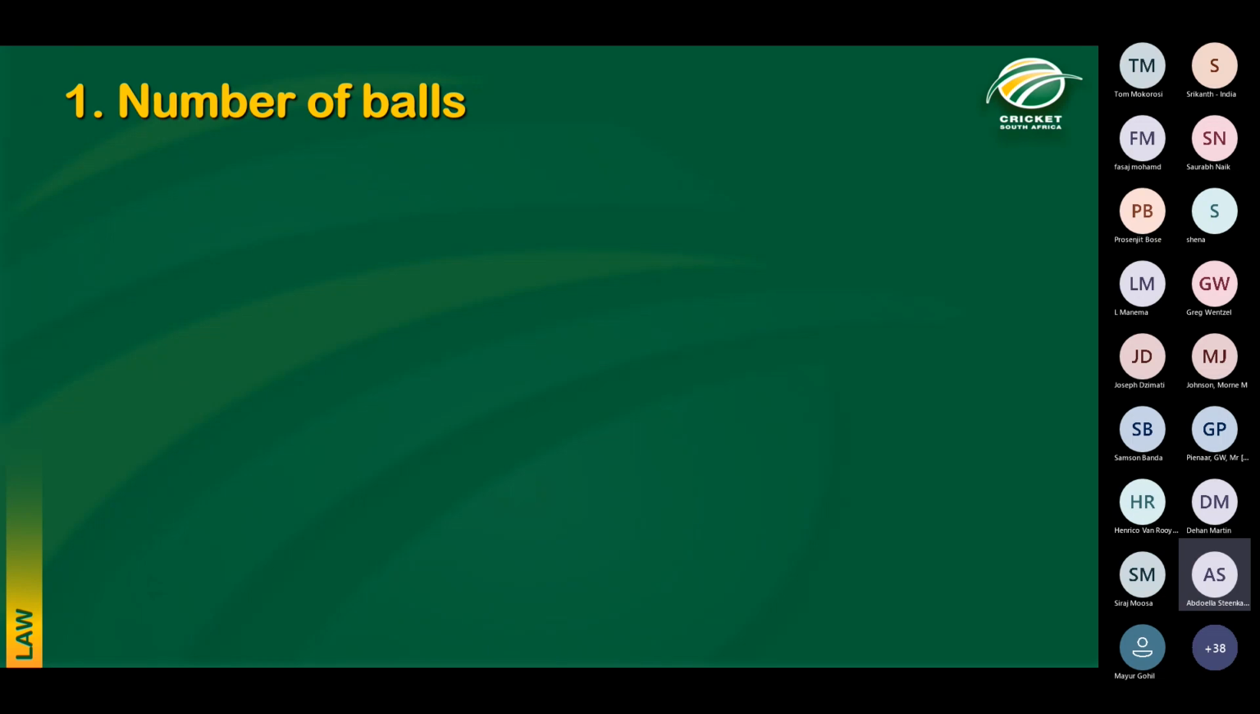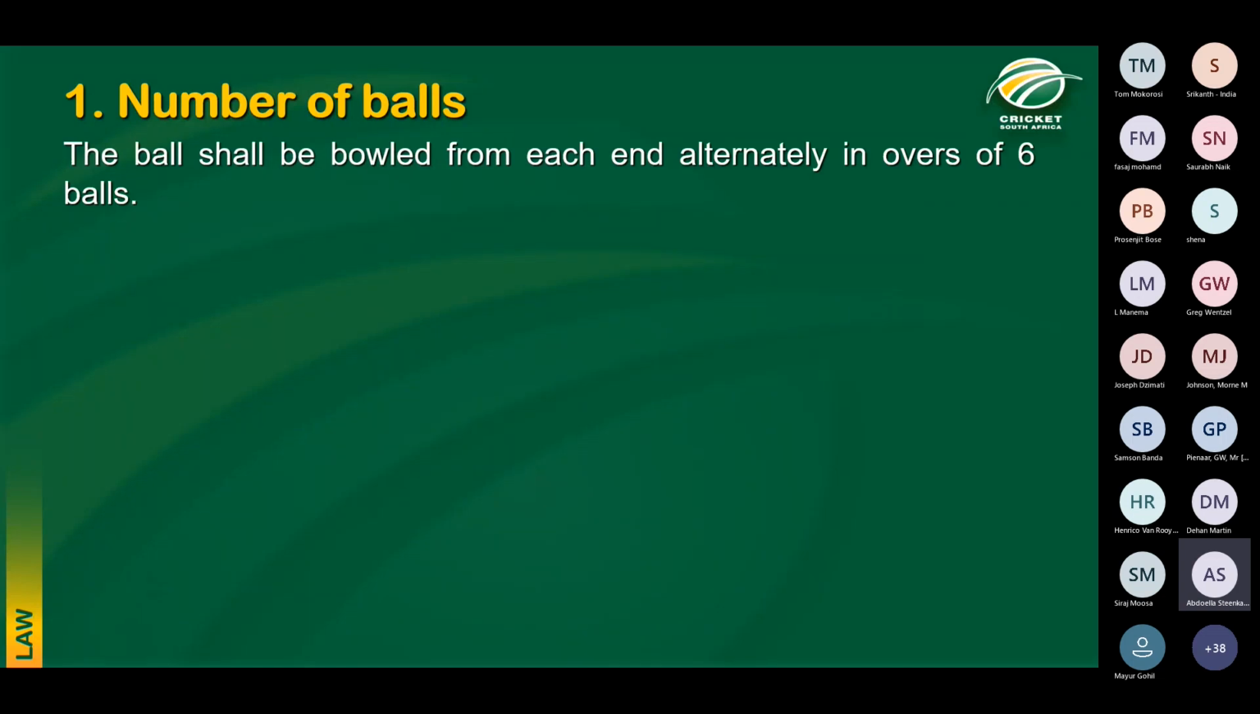Number of balls in the over. Currently, as per the laws, there should be 6 valid balls in each over, and after the 6 valid balls have been bowled from one end, the next over needs to be bowled from the other end. When does an over start?